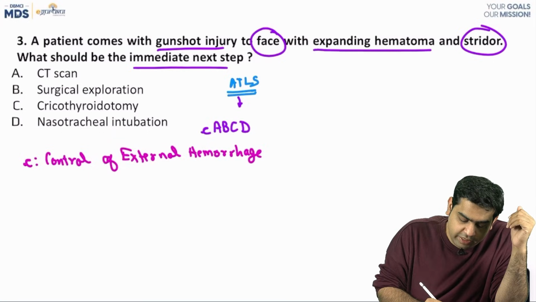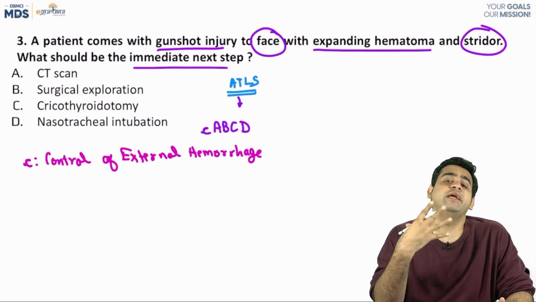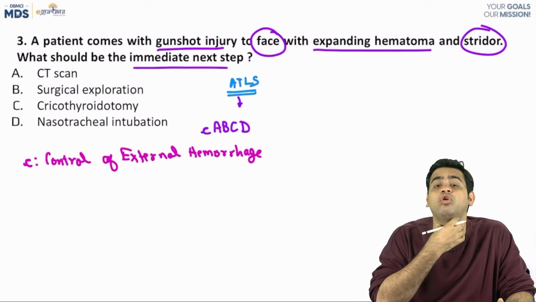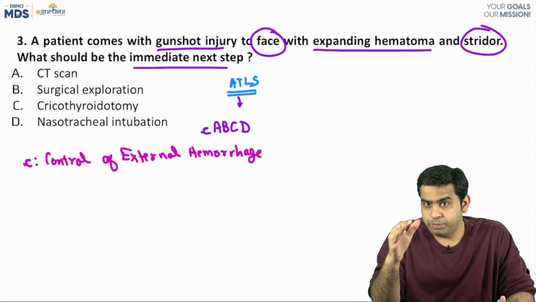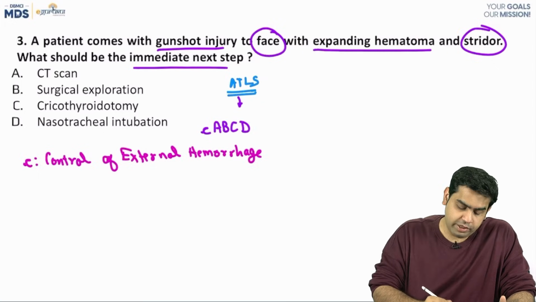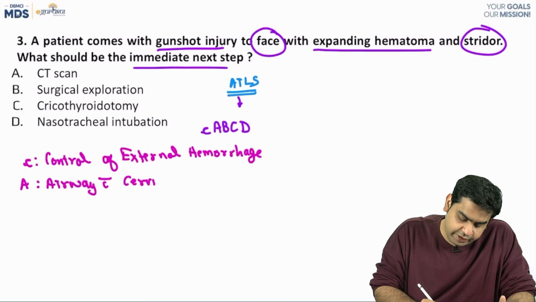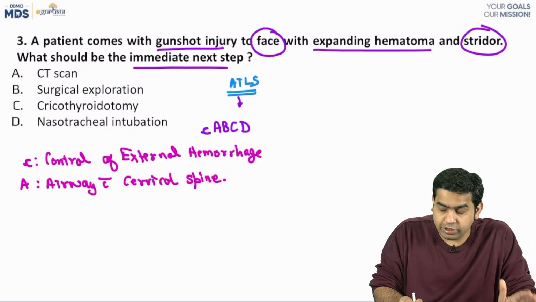Okay, so is there any external hemorrhage happening over here? No, right? Whatever bleeding is there is inside, below the skin, and that's the reason why it is able to compress on the trachea and the respiratory system, ultimately leading to respiratory distress. Okay, now, just after this, you have to check for airway with cervical spine. So the cervical spine you have to evaluate, and you look for the airway.